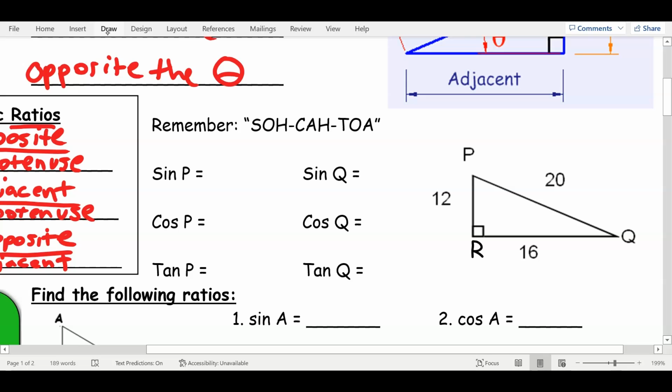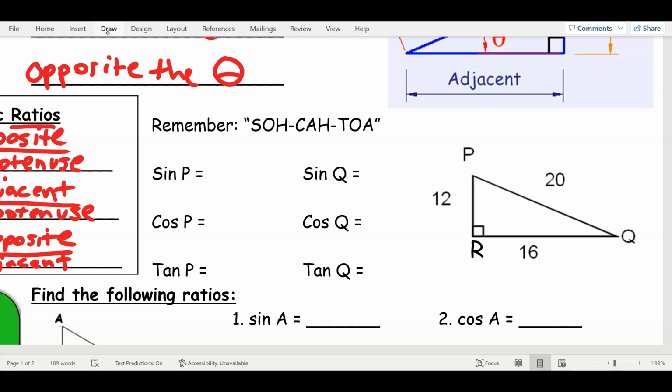Now, do y'all remember the warm-up we just did where you labeled O, H, and A? Opposite, hypotenuse, adjacent. That's what we're going to do right here. Now, notice this. These are the abbreviations. Do y'all see it says SIN? Okay? If you say sin, I know what you mean, but you say sine.